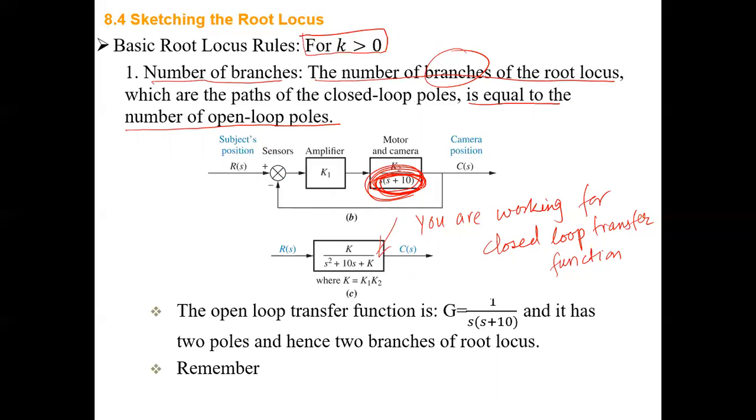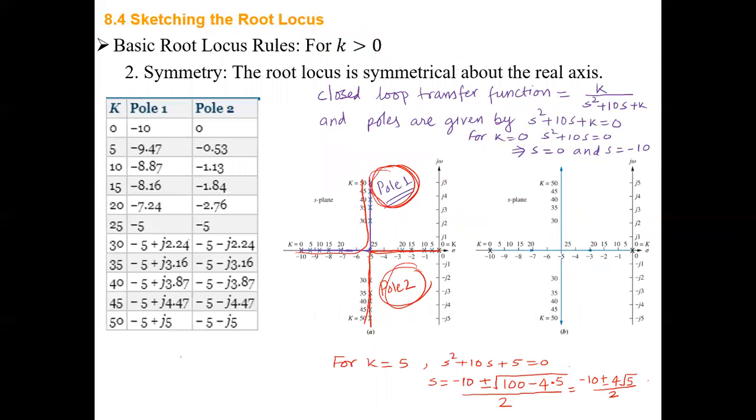So the number of open loop poles is equal to the number of branches of the root locus. Guys, make sense? Yeah. Okay, let's do rule number 2. Rule number 2, the root locus is symmetrical about the real axis.